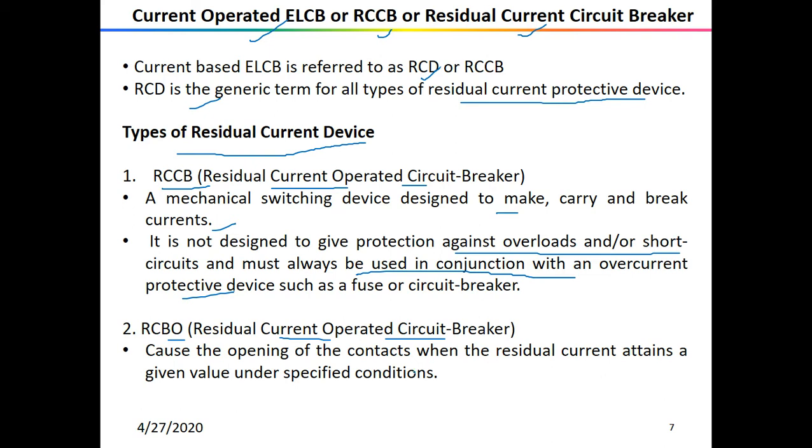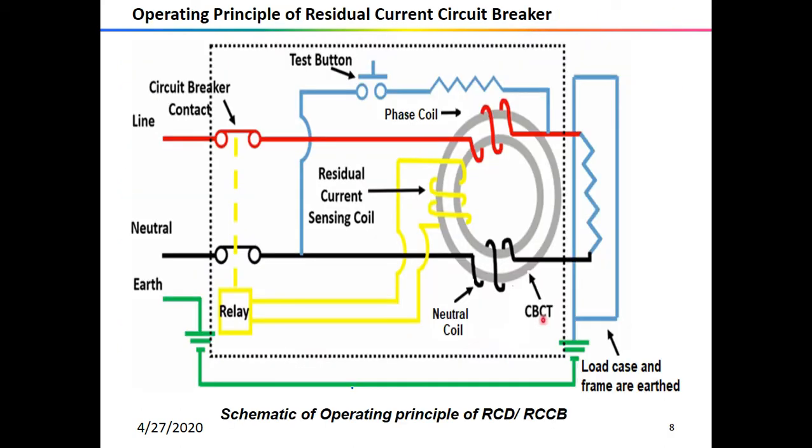And RCBO causes the opening of the contacts when the residual current attains a given value under specified conditions. So these are the two fundamental differences. On the basis of that, we have to decide which operating device and which current device has to be installed in the switchgear. So let us take a look at the operational mechanism of this RCCB, that is residual current circuit breaker. This is the schematic diagram of the operating principle of this RCD or RCCB, because both are synonyms here.